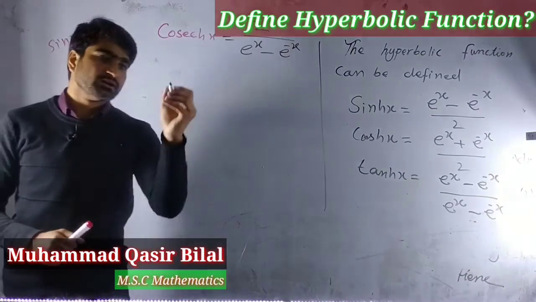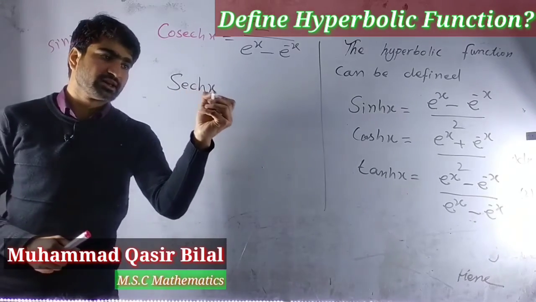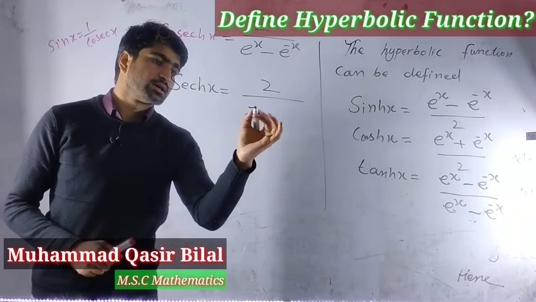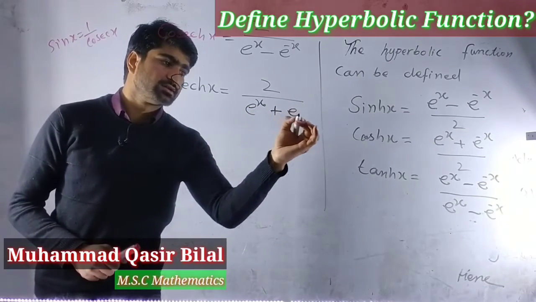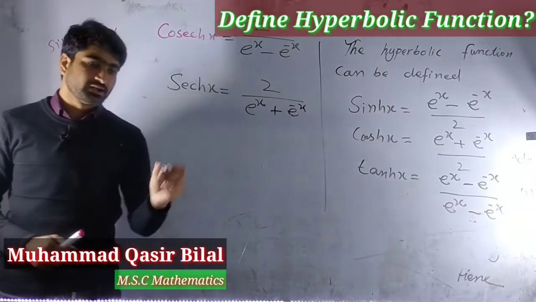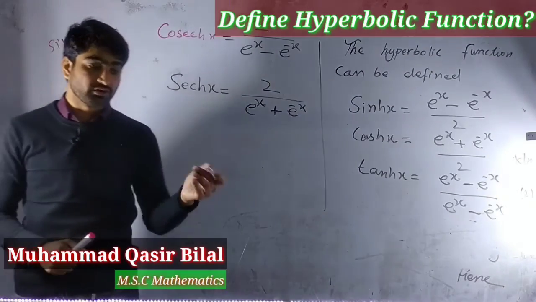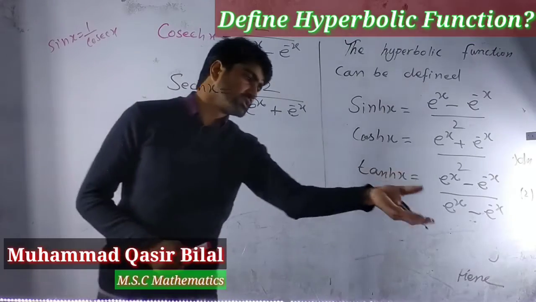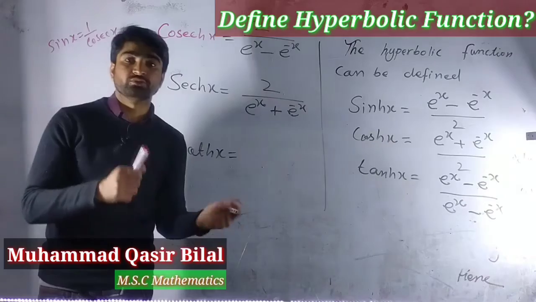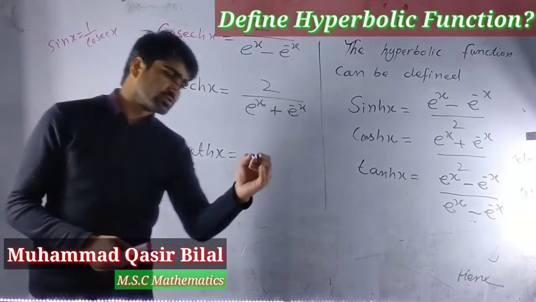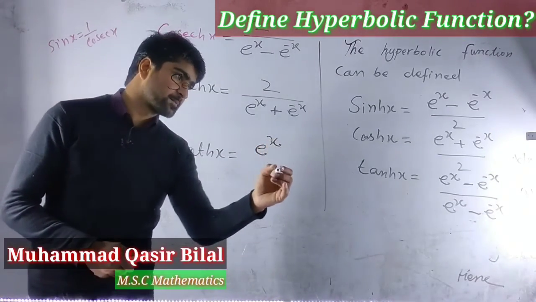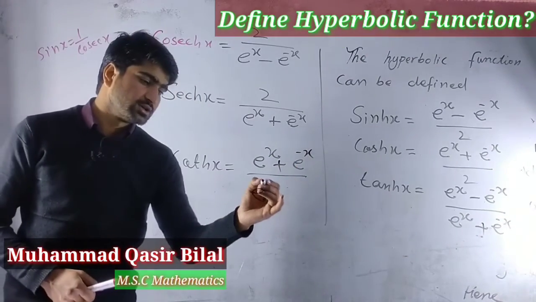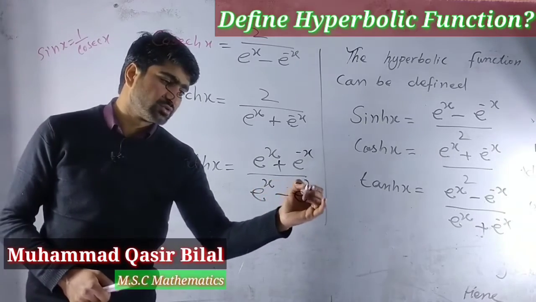Similarly, sech x is equal to 2 over e raised to power x plus e raised to power minus x. And the inverse of tanh x is coth x, which is equal to, we change the direction, we make the denominator the numerator. So we write e raised to power x plus e raised to power minus x divided by e raised to power x minus e raised to power minus x.